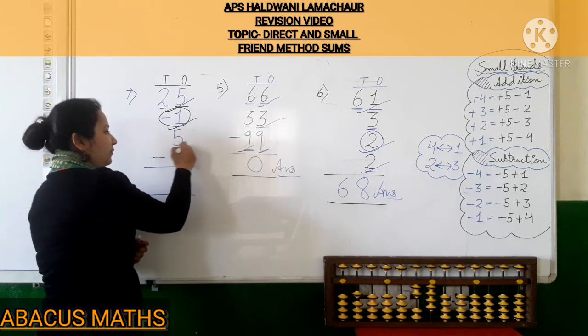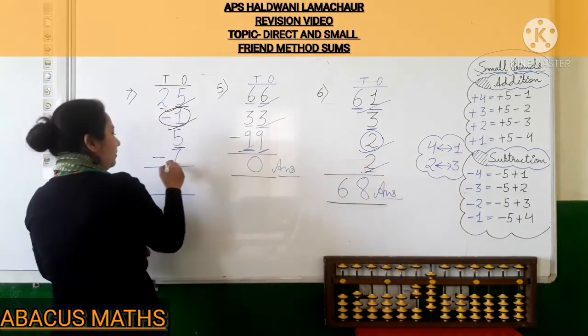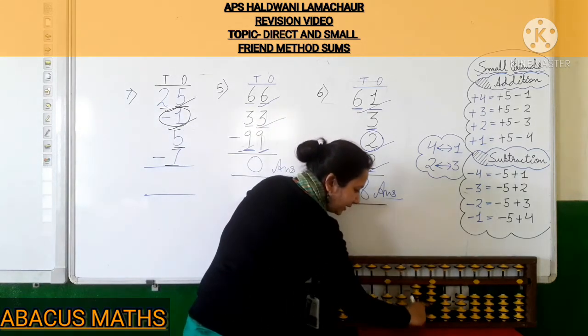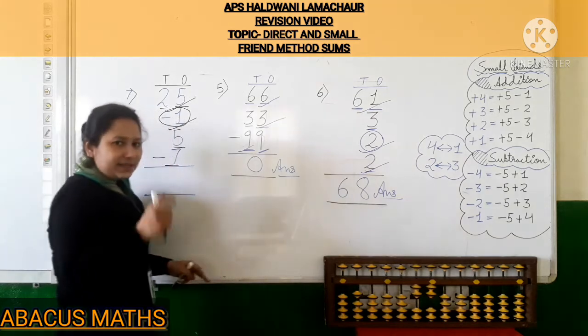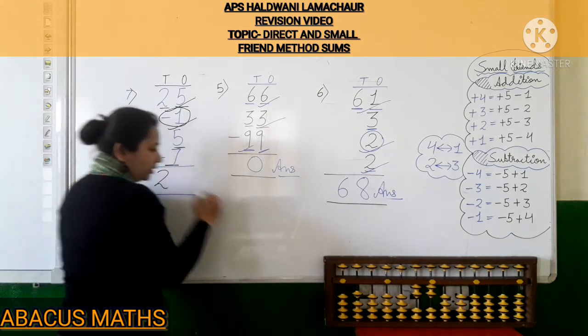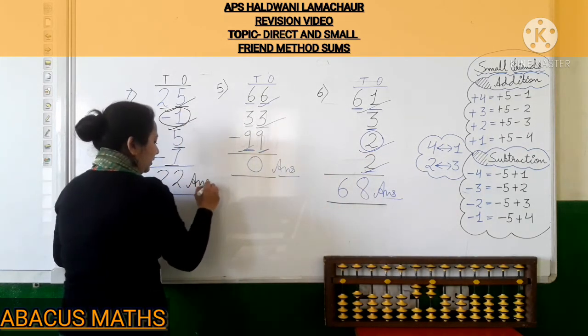Now next add 5 in ones. 5. And then minus 7. Minus 7, see 5, 6, 7. And your sum is completed. Now count. See 2 beads in tens rod and 2 beads in ones rod. So your answer is 22.